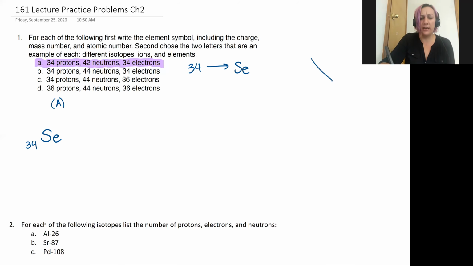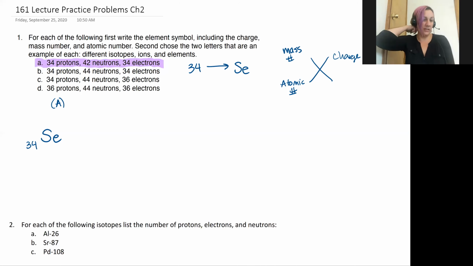Remember, for any generic element symbol, we have our atomic number on the lower left-hand side, our mass number on the upper left-hand side, and we'll put charges on the right-hand side in the upper right-hand corner. All right, so next we need to know what our mass number is. And our mass number is always going to be our neutrons plus our protons. So in this case, it's 34 plus 42. So that's going to give us a total of 76.